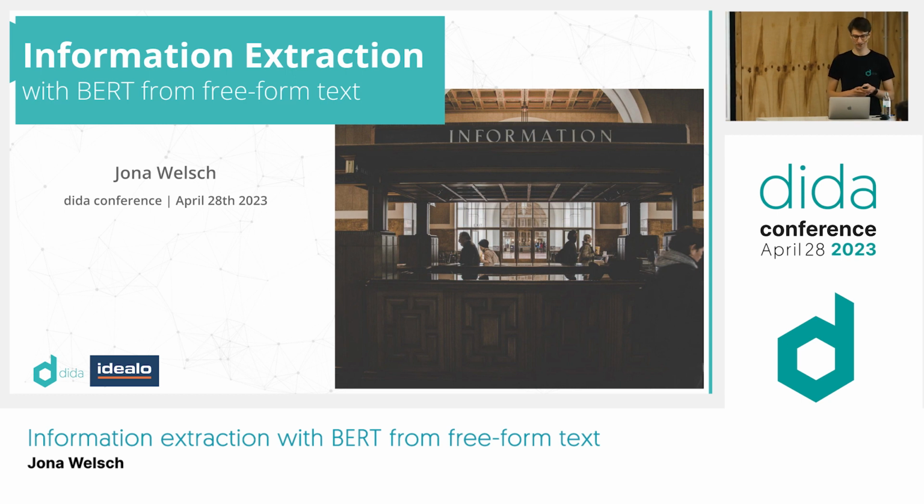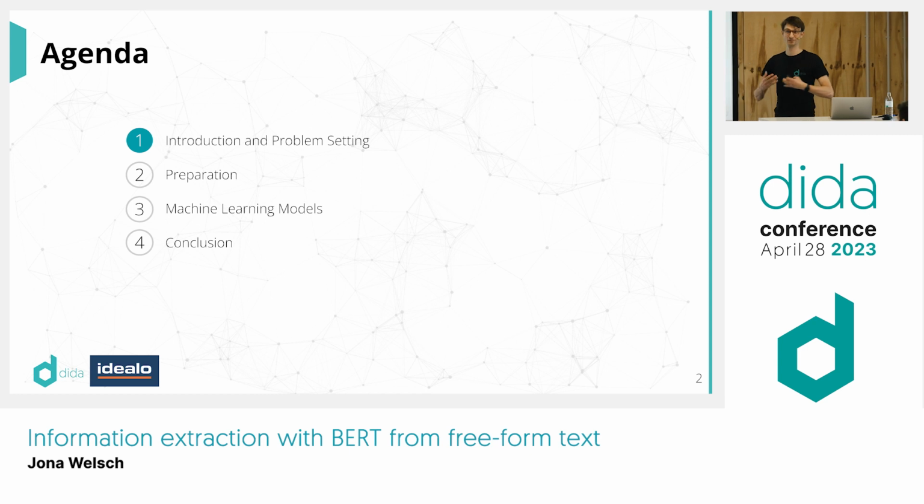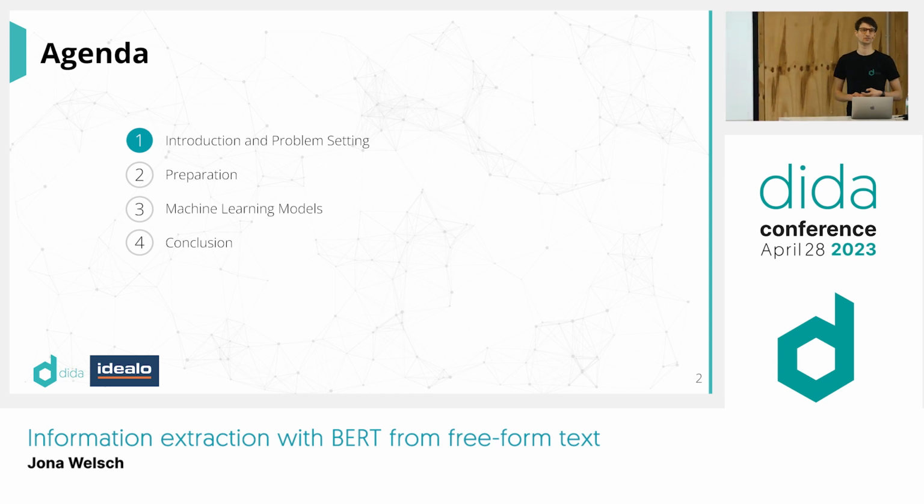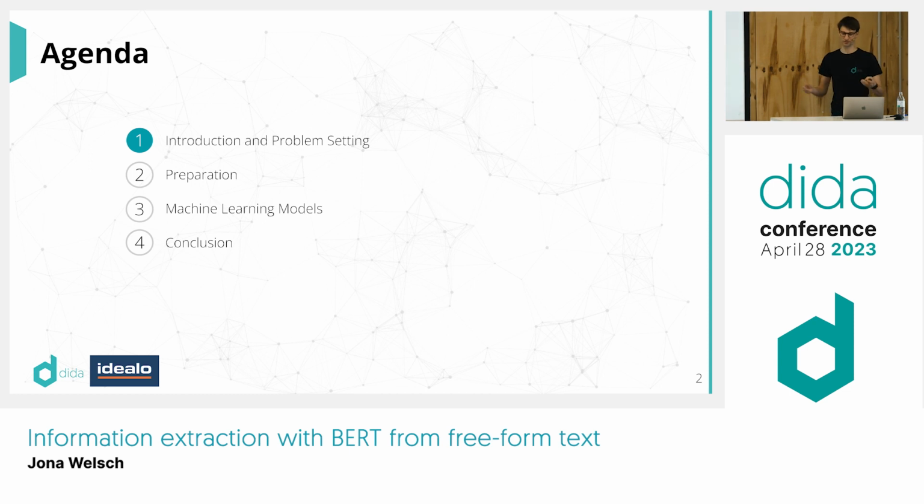So without further ado, my agenda for today: I will give a general introduction into the abstract problem we're trying to solve, and then explain why this problem is relevant for idealo and how exactly this looked like in their setting. I will talk about the preparational steps we had to take in order to actually start with the machine learning, and then obviously we'll talk a bit about the machine learning models we used. We used mainly two different variants here, and then I'll come to a conclusion here.